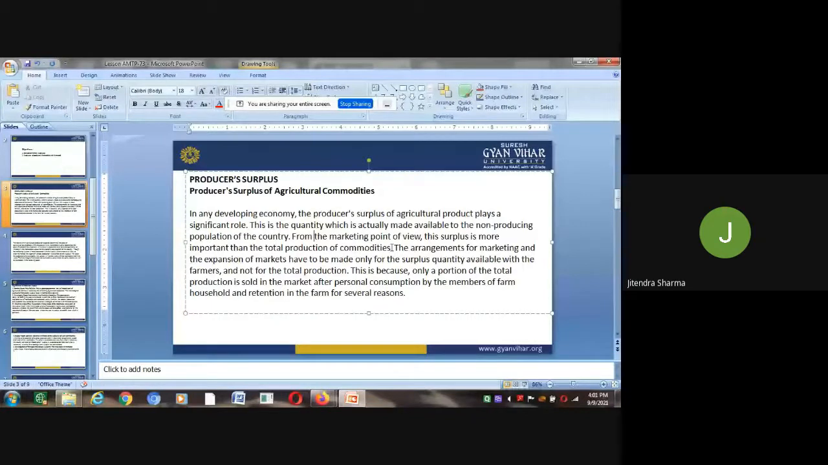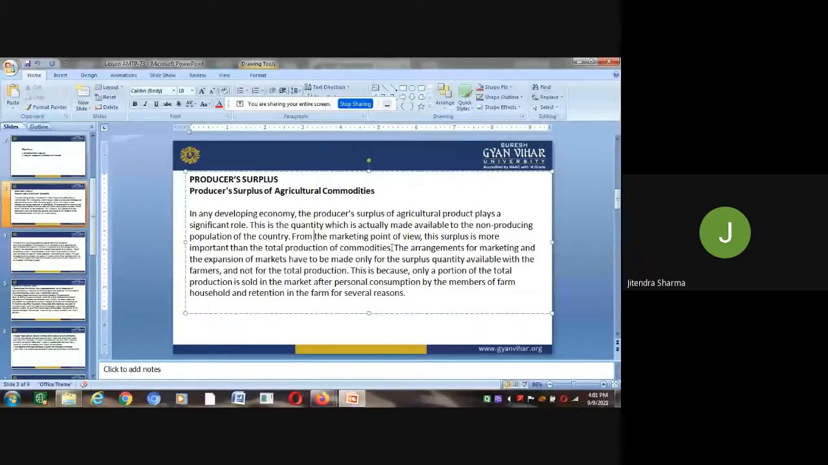Whereas for producer surplus and marketable surplus, how much he actually gives to the market is different. The marketable surplus is the amount which he can easily give to the market. He produces a surplus, but after addressing his needs, whatever he produced is the producer surplus. We have discussed that here in detail.